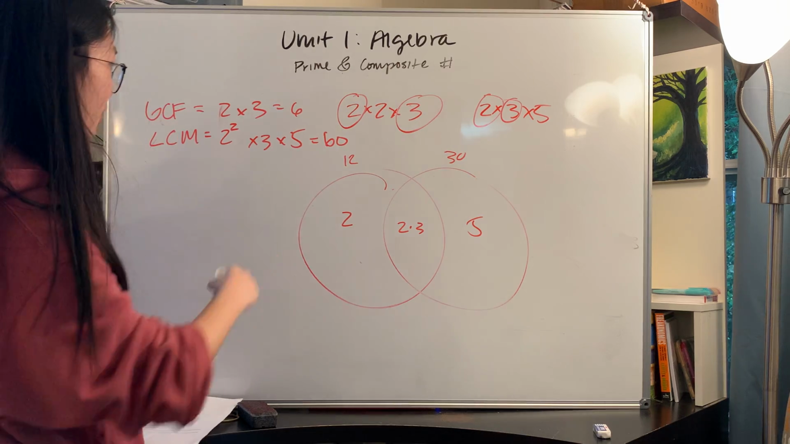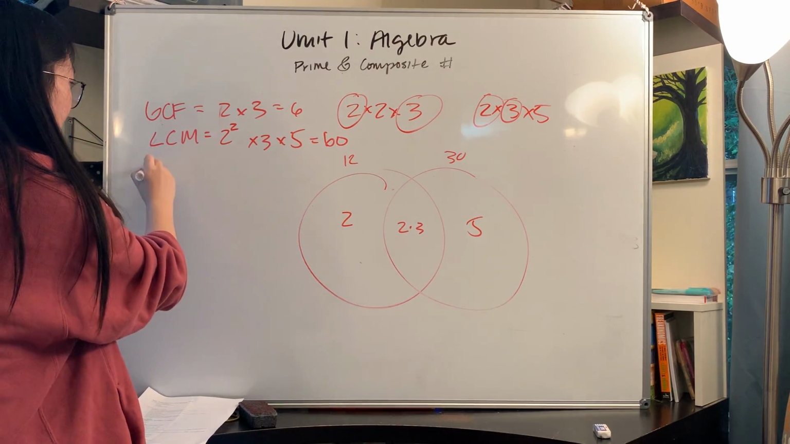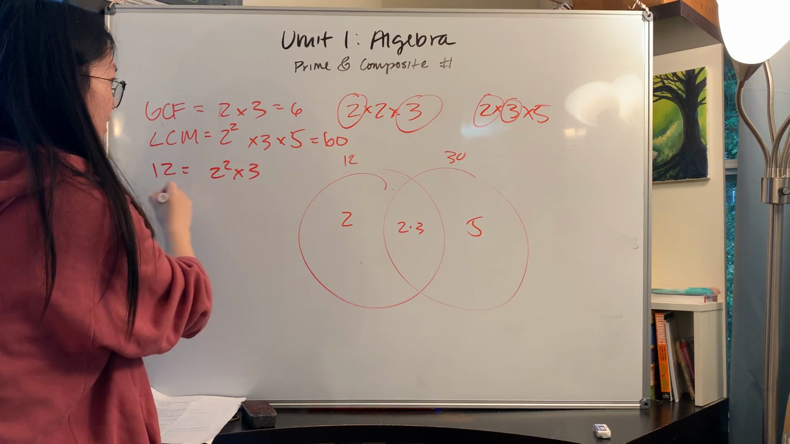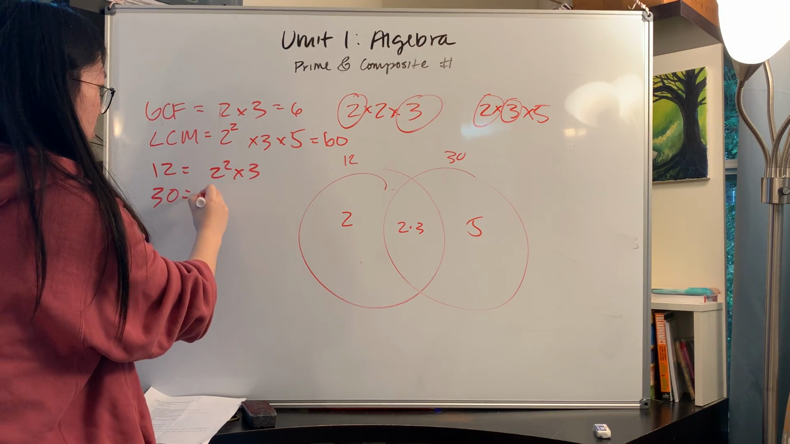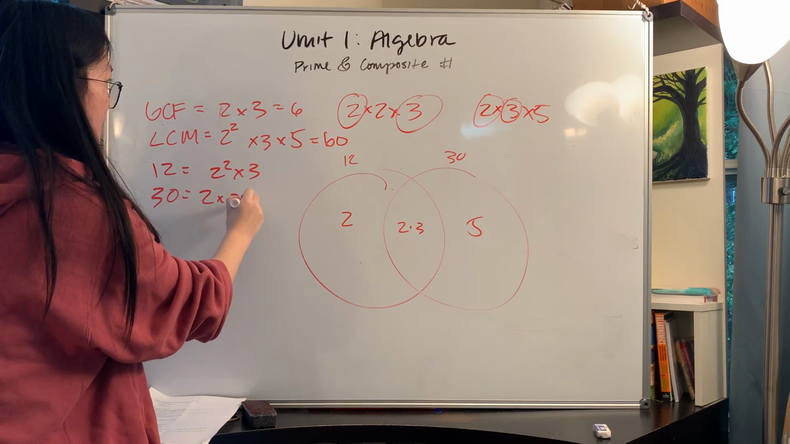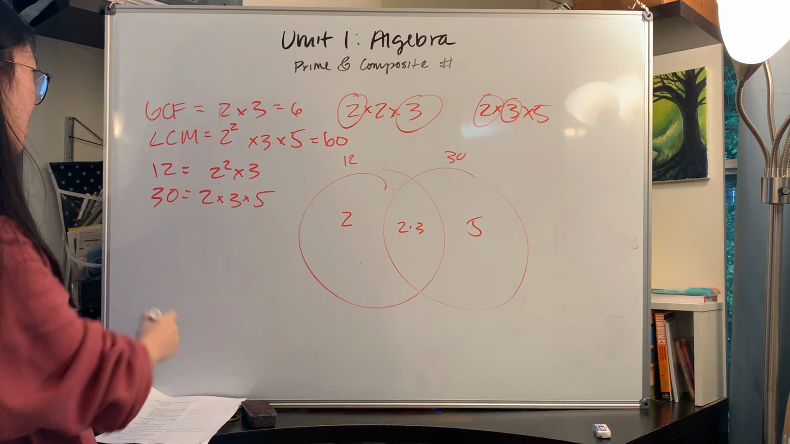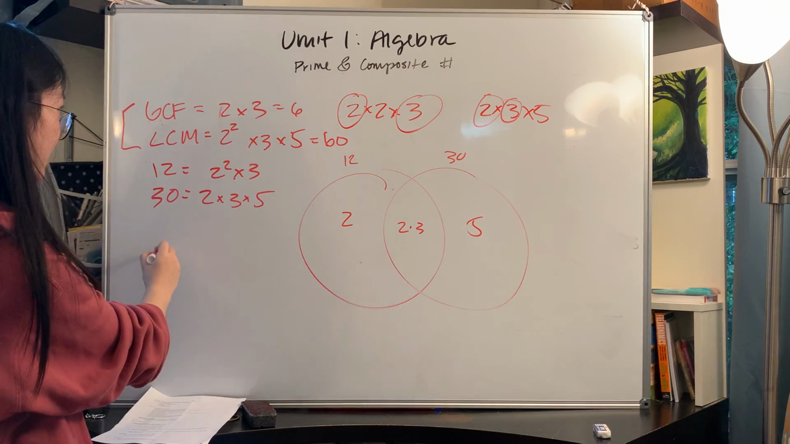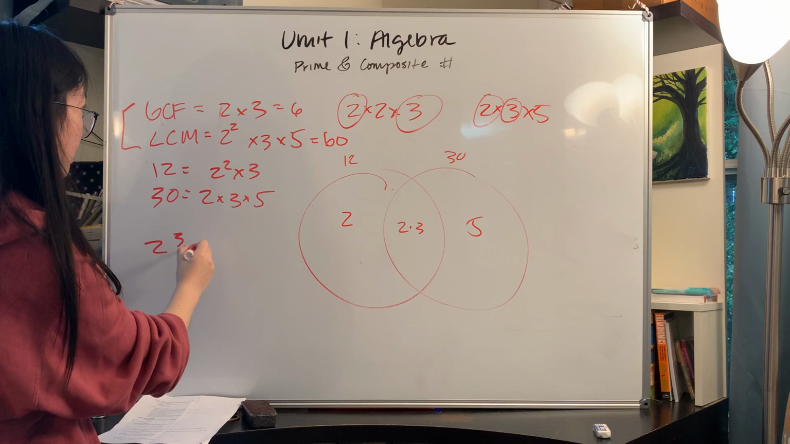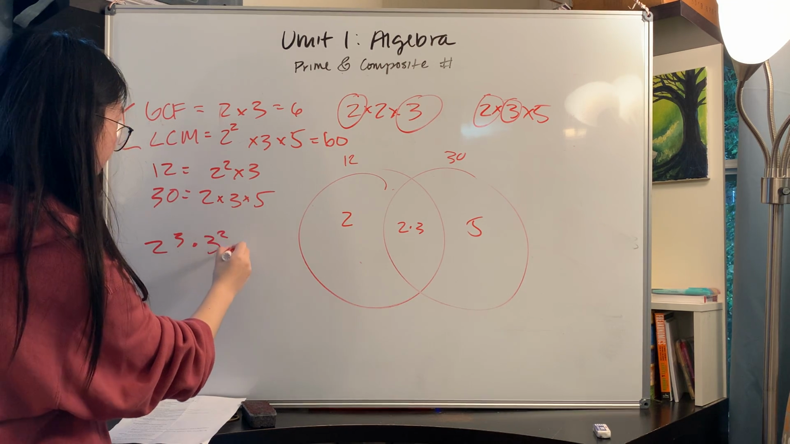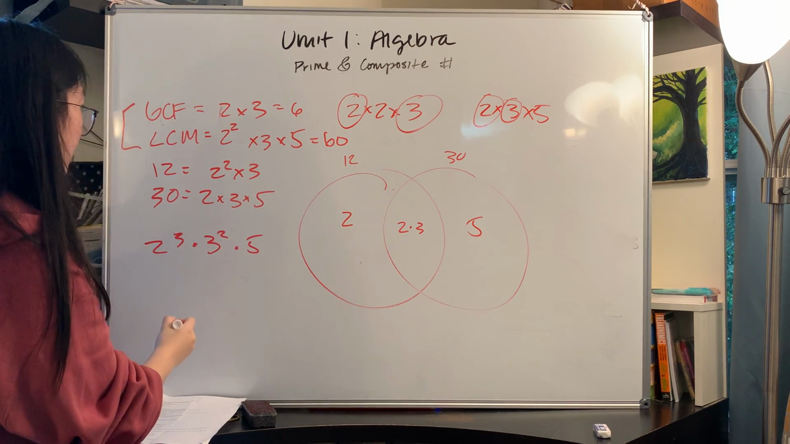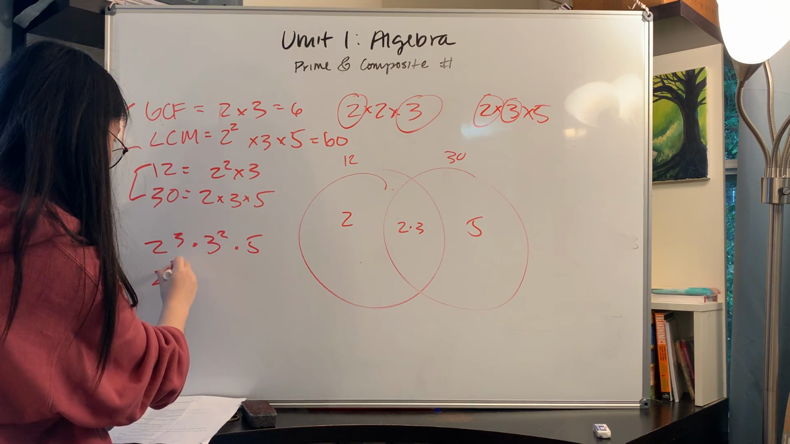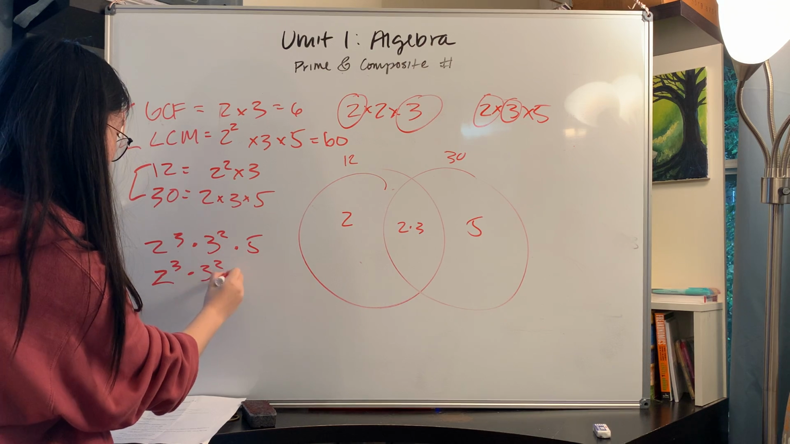Alright, and we're saying with our Venn diagram that 12 is equal to 2 squared times 3, and 30 is equal to 2 times 3 times 5. So when you multiply the greatest common factor and least common multiple, you get 2 to the third times 3 squared times 5. When you multiply these two numbers together, you'll also get 2 to the third times 3 squared times 5.